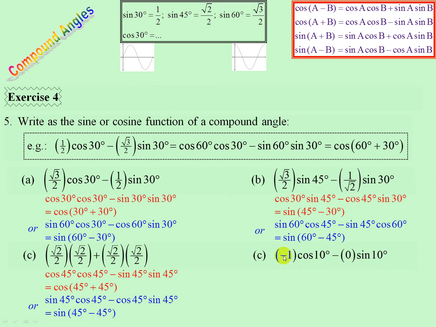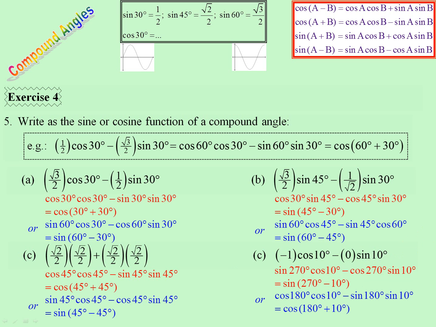This one here, we could simplify and just say that's minus cos of 10, but that's not what we've been told. We've been told to write as a sine or cos function of a compound angle. So we're going to have to say either sine or cos to give you minus 1, either sine or cos to give you 0. So let's do 270. And there's the expansion. We could have used cos 180, sin 180.